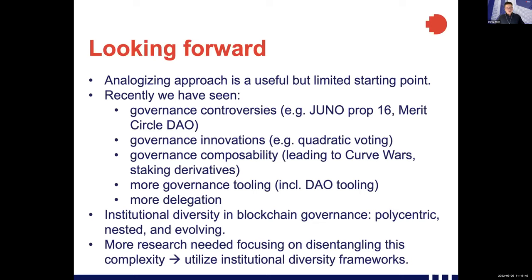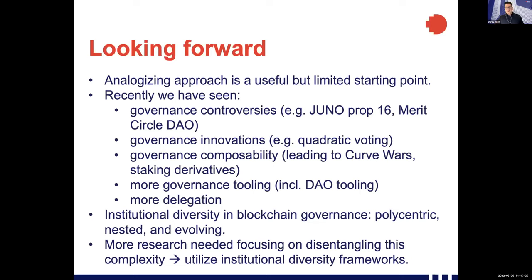And I think the next step in blockchain governance is really to move beyond the analogizing approach. It has some use, but there's more that needs to be done. And I think we need to embrace the institutional diversity of blockchains. So we need to understand that these are polycentric systems. They have many centers of decision-making. They're very nested, increasingly with bridges as well. We're wrapping tokens and taking them across different networks, and it's evolving really rapidly.